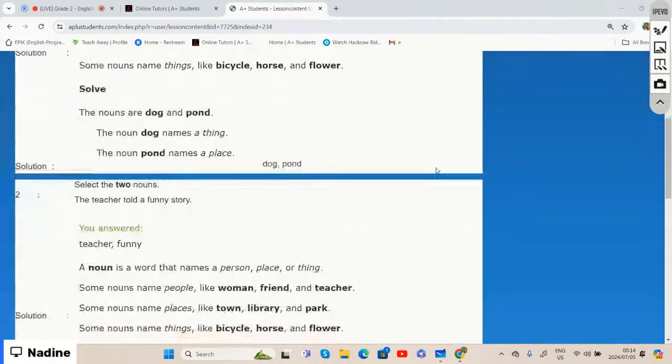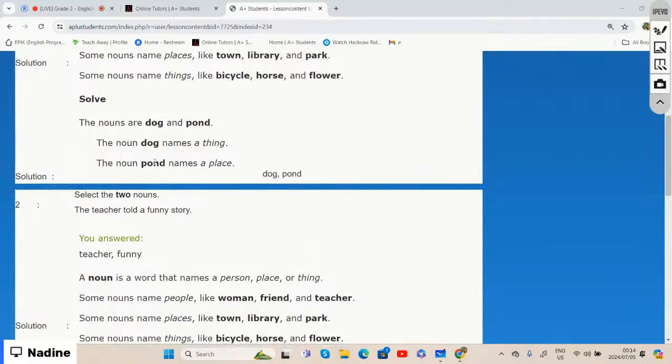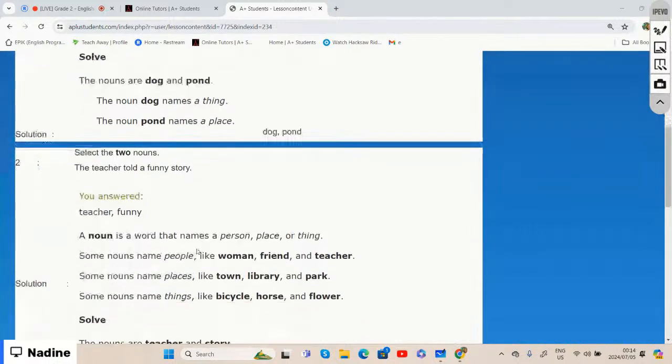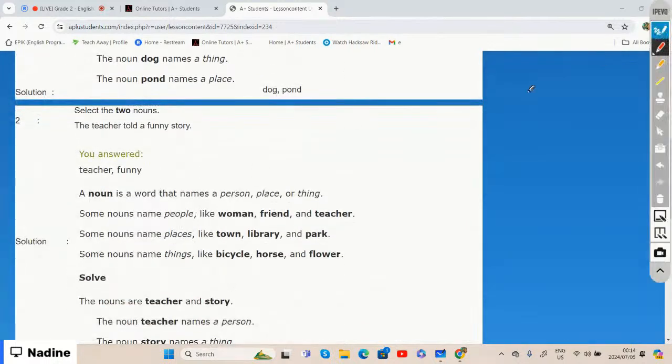All right, so pond is a place and dog is a thing. All right, so we need to identify two nouns within the sentence that says the teacher told a funny story. So the teacher told a funny story. We need to identify the two nouns within that sentence.